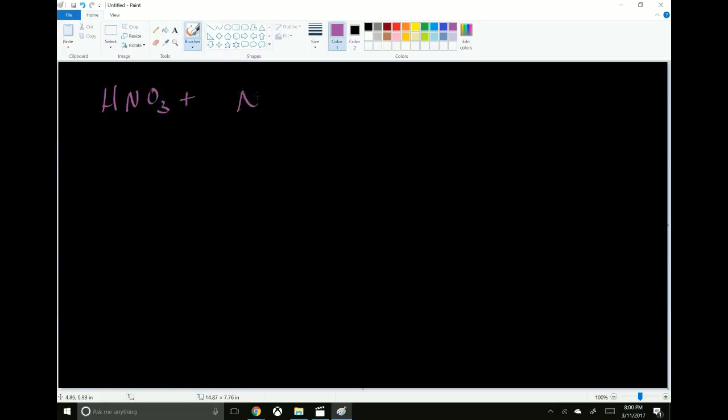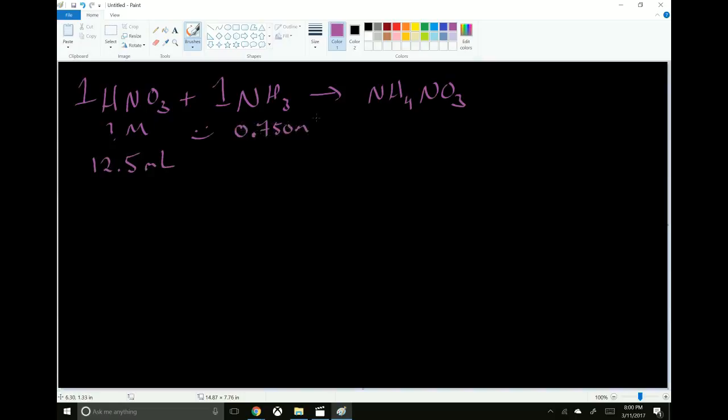And the nitric acid plus ammonia is going to produce ammonium nitrate. We need a balanced reaction before we do anything, and this reaction is balanced, so we're done there. Notice it is once again 1 to 1. Nice and simple. Now, we don't know the concentration of nitric acid, but we do know the volume, 12.5 mL. We also know the concentration of ammonia and the volume of ammonia. This is fairly straightforward.